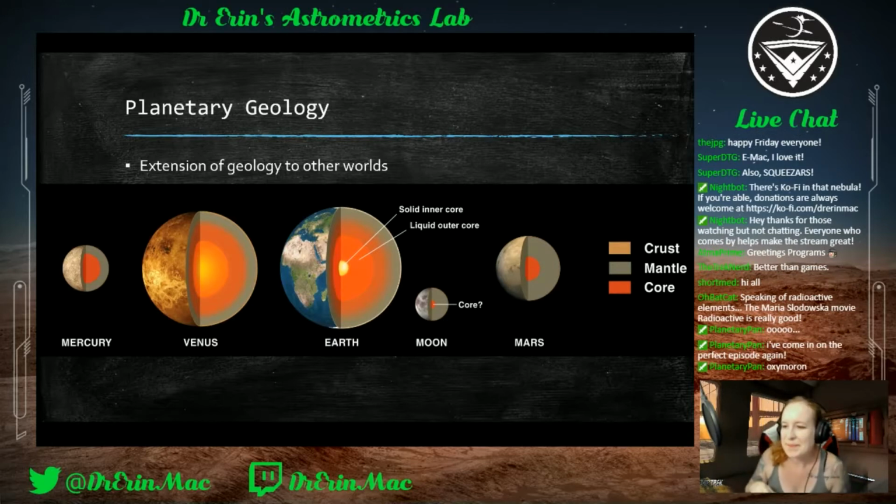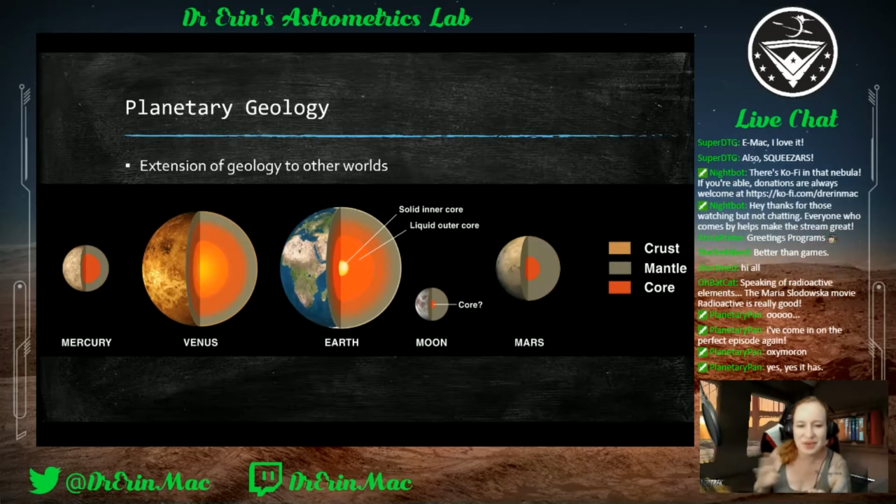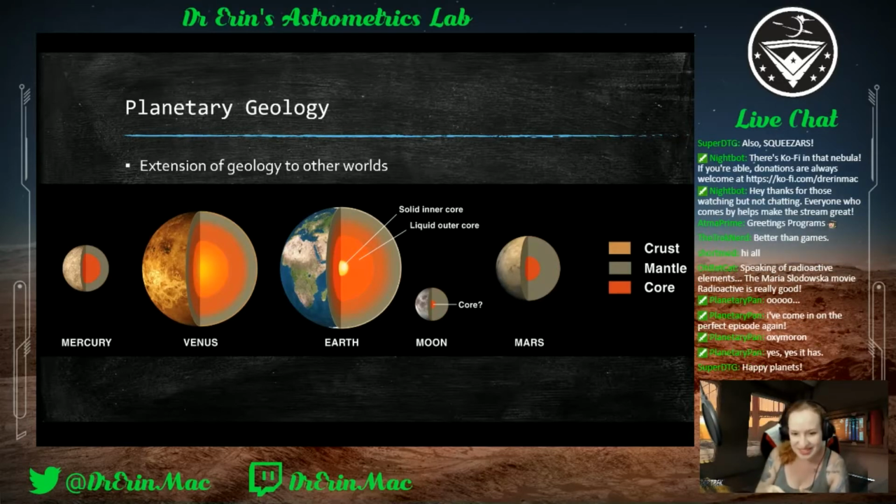Remember our solar system is broken down into 4 terrestrial planets and 4 Jovian planets. And then we have our dwarf planets, our asteroids, all of those other things. But if we're talking about our terrestrial worlds, we have Mercury, Venus, Earth, and Mars.